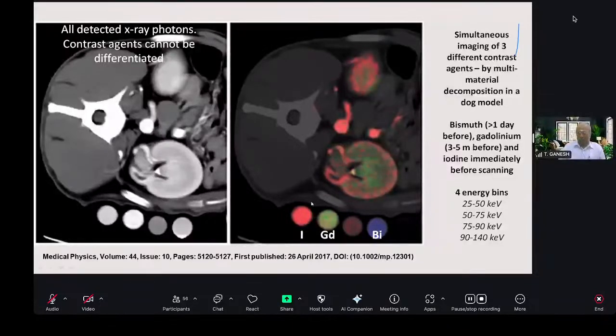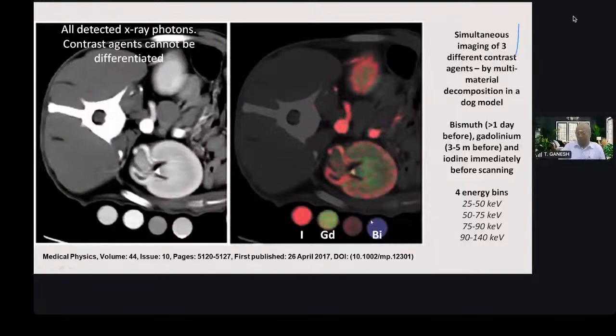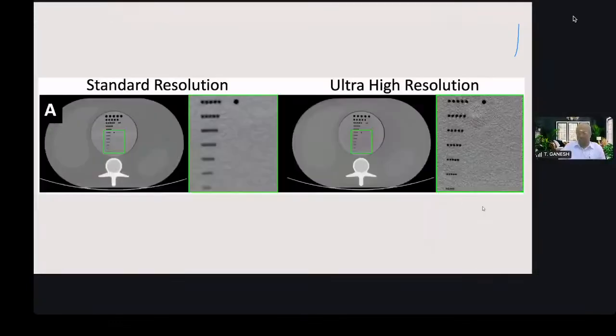In the same way, you can differentiate between iodine, gadolinium, and bismuth. They are artificially color coded, but this is how you differentiate between different media using four energy beams.